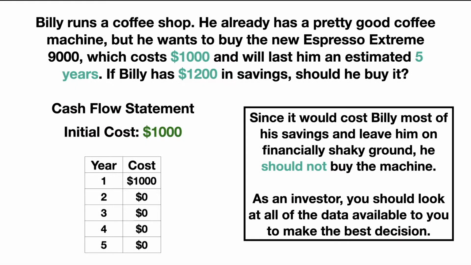We know Billy has just $1,200 in savings, and since this machine costs $1,000, if he bought it, he'd lose most of his savings. Since buying the machine would cost Billy most of his savings and leave him on financially shaky ground, he probably should not buy the machine.